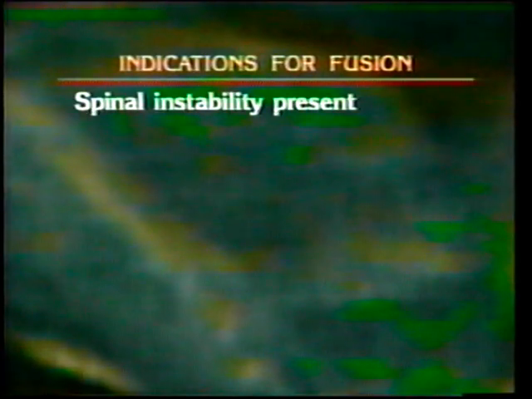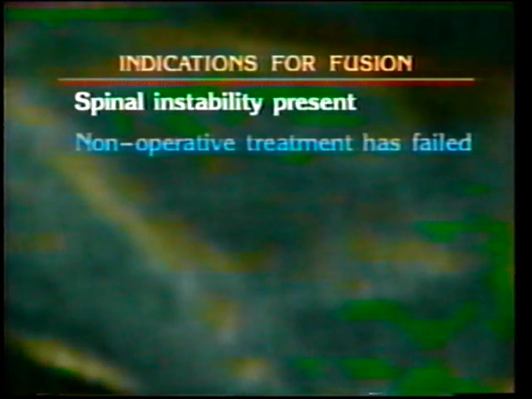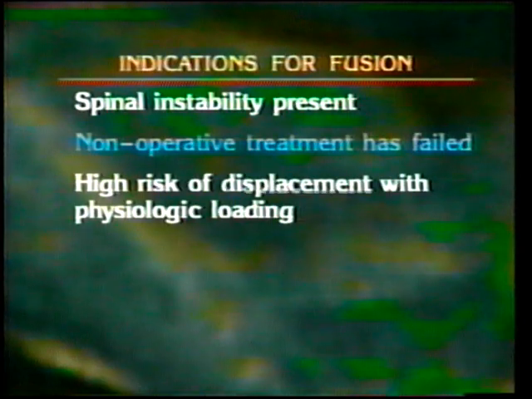What are the indications for fusion? I believe that you must first show that spinal instability is present, which means primarily by radiographs. You must also prove that non-operative treatment has failed to either provide stability or to relieve the patient's symptoms. You must show that there is a high risk of displacement with physiologic loading. Now, what is physiologic loading? Physiologic loading is different for the elderly patient who sits around watching television all day as contrasted to the 30-year-old plumber who's going to be lifting heavy weights. So you have to take into proper context what you mean by physiologic loading.